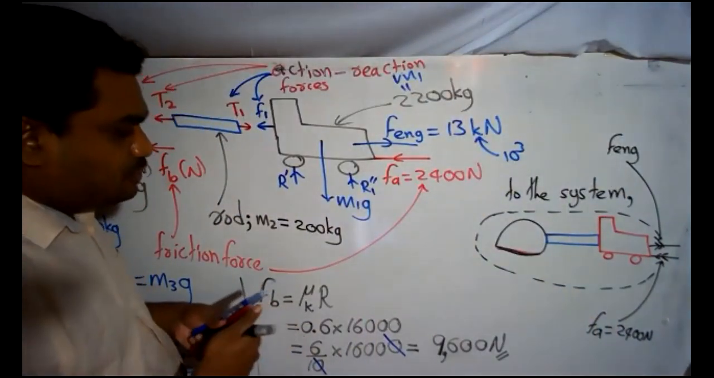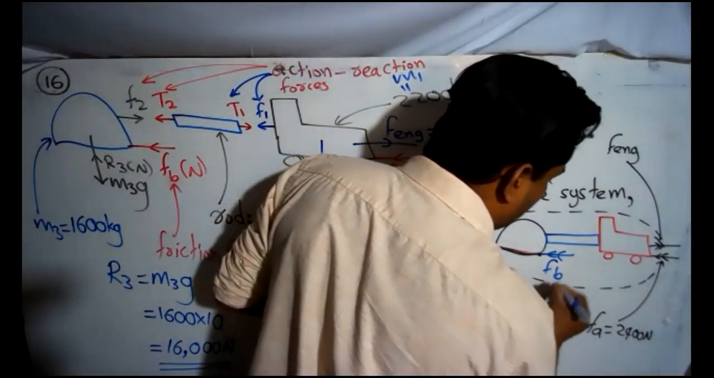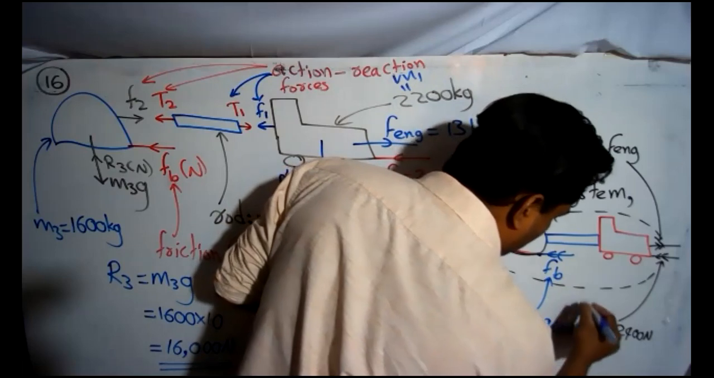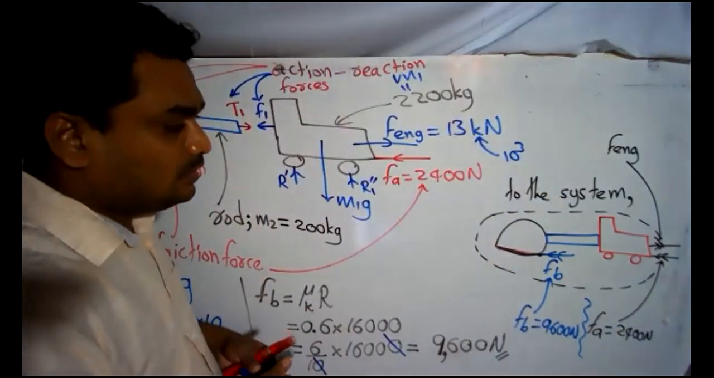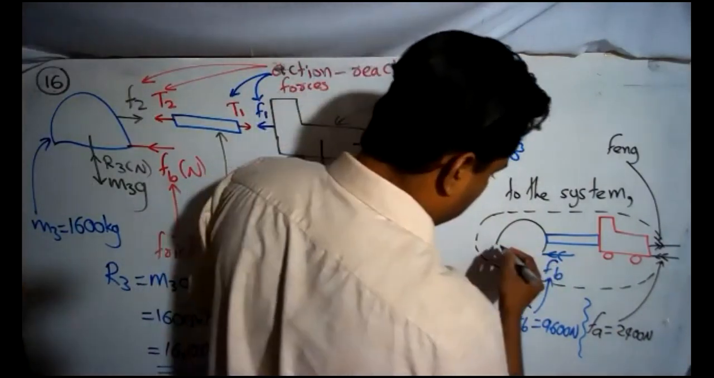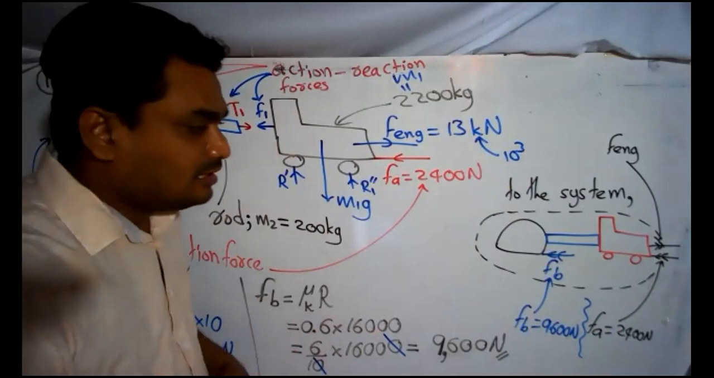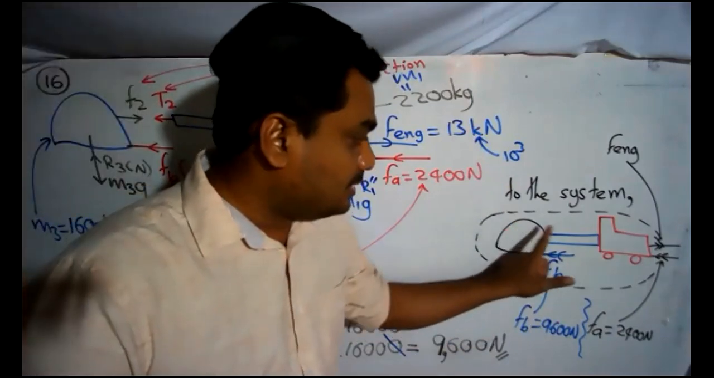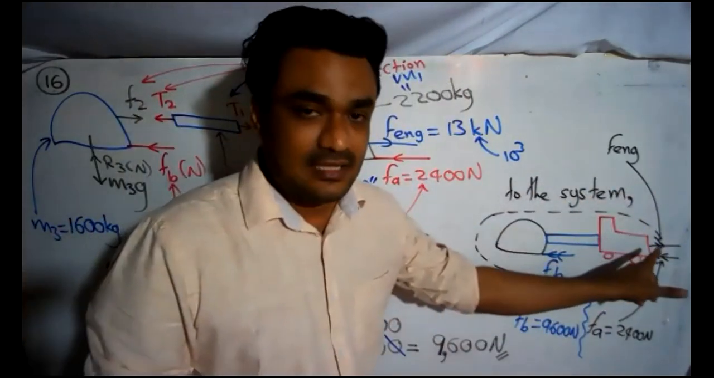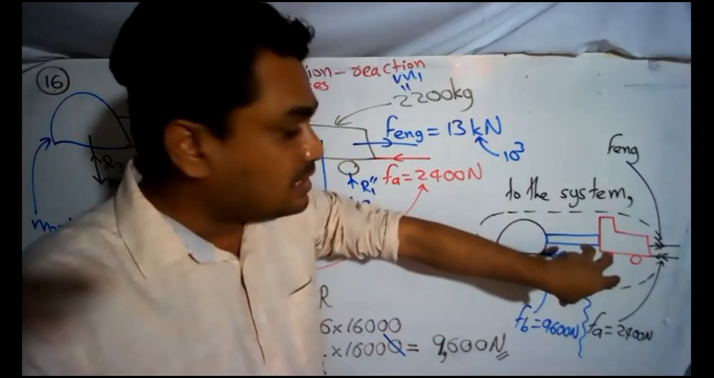And there is another friction force acting against the motion of the stone here. I have marked it as FB. Now we have found FB as 9600 Newton. Got it? Right, so those are the forces acting on the stone. System means the combination of stone, the rod, and the tractor. When you consider everything together, tension forces are cancelled out. The tension forces are actually internal forces to the system.